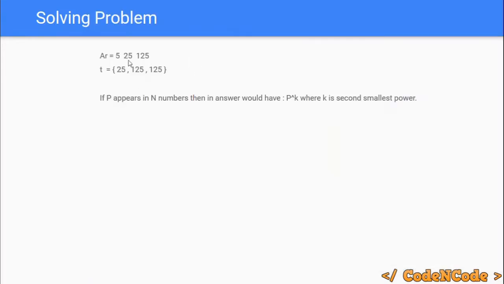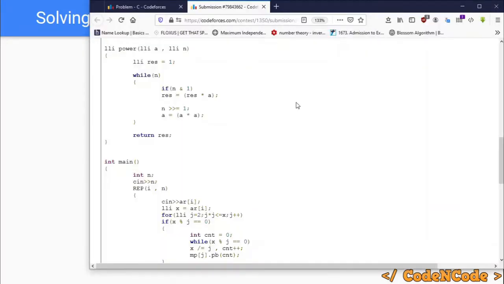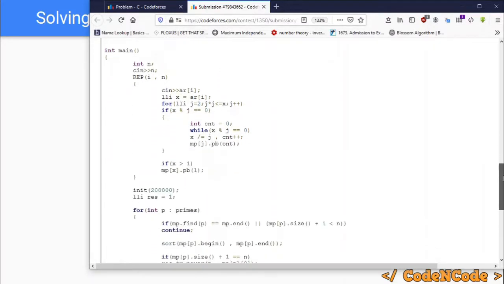This is binary exponentiation to calculate a raised to power n, because we know that if prime p is appearing n times, the result contains p raised to power k. If prime p is appearing n minus 1 times, the result contains p raised to power k, where k is smallest. So you need to calculate p raised to power 1 or p raised to power 2 and so on. For that I have written this power function, which is binary exponentiation to calculate a raised to power n in log n time. I have already explained this in my number theory playlist, so I'm not going into the details.